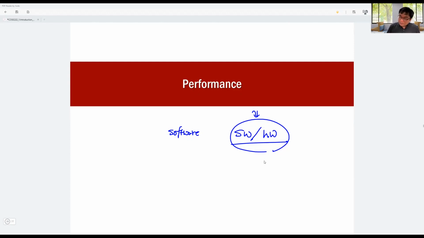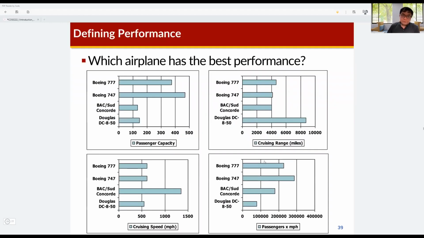Let's think about the software. If the software is bad, then the entire performance will also be bad. So when we talk about the performance of entire computer systems, we need to focus on both software and hardware. Now I will take an analogy about the performance of some systems.